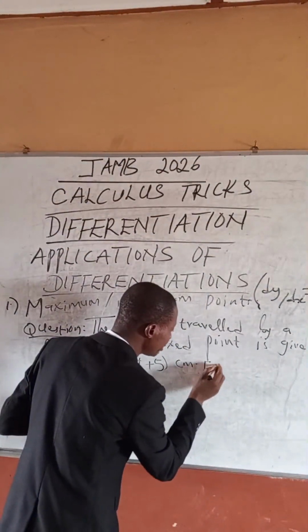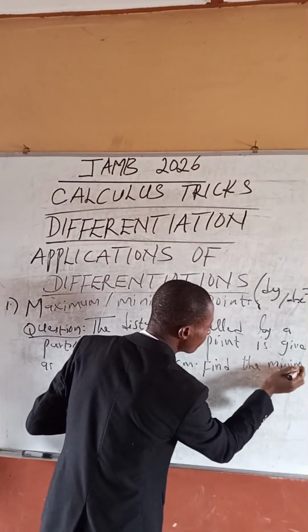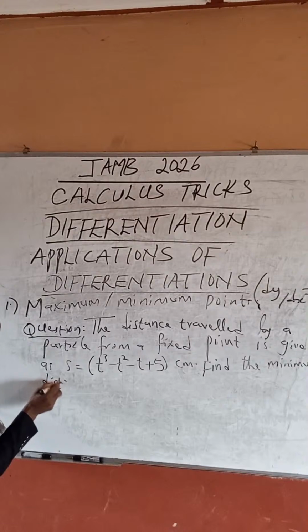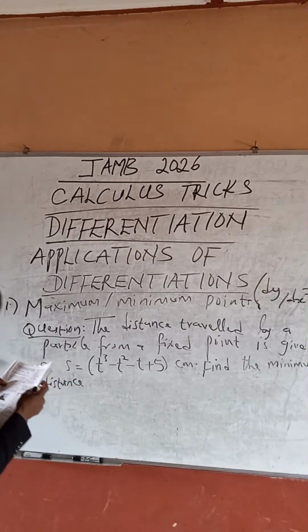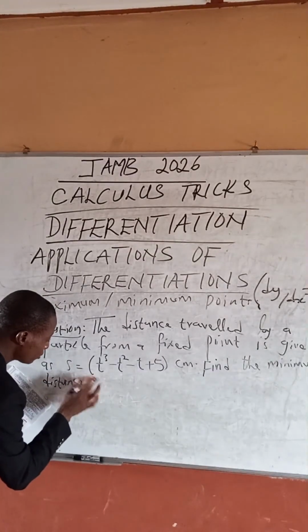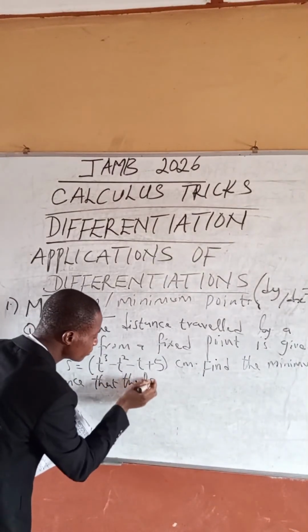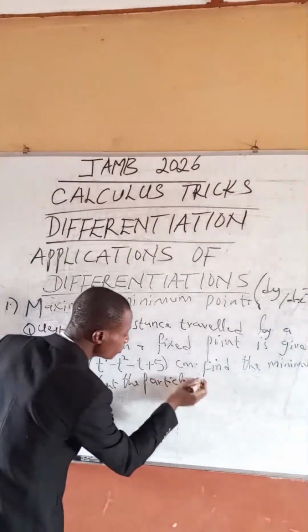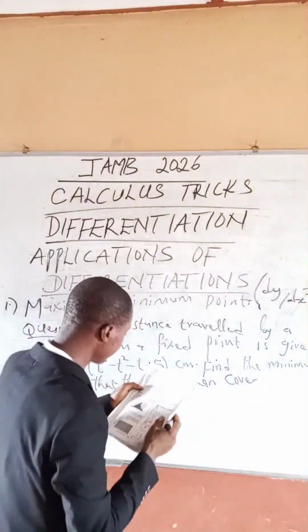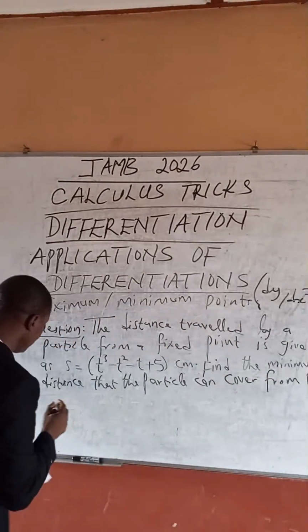You see how this is set, right? Find the minimum distance that the particle can cover from the fixed point.